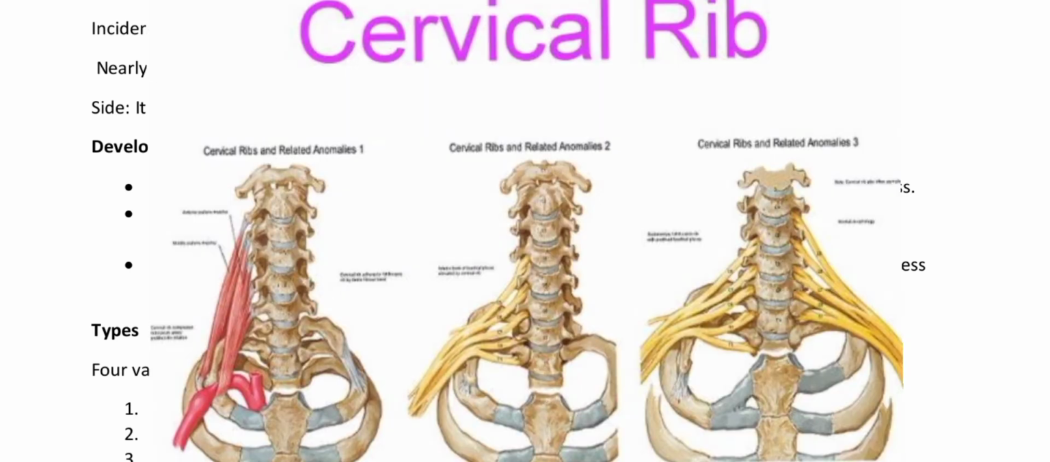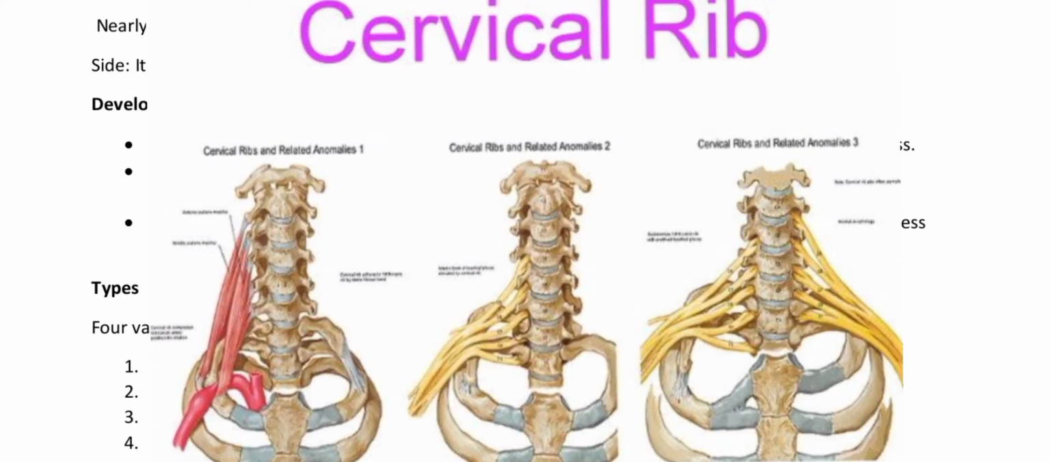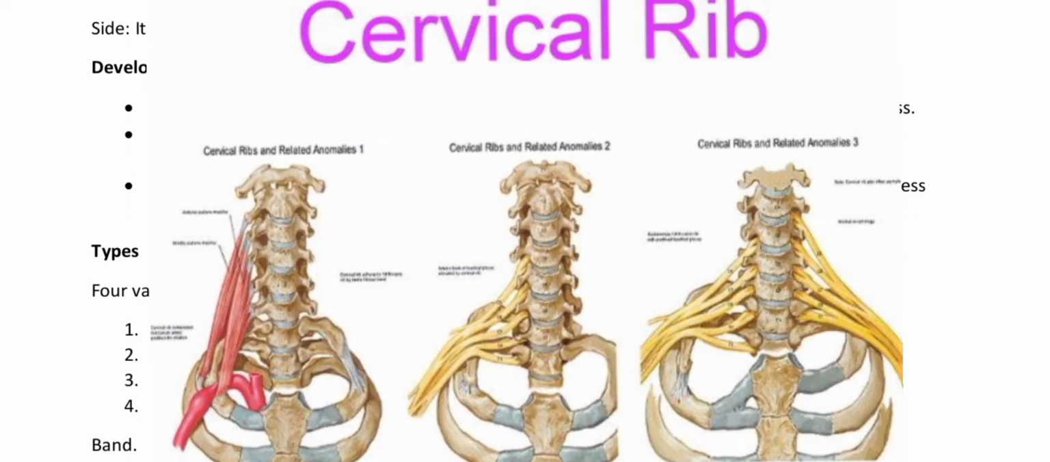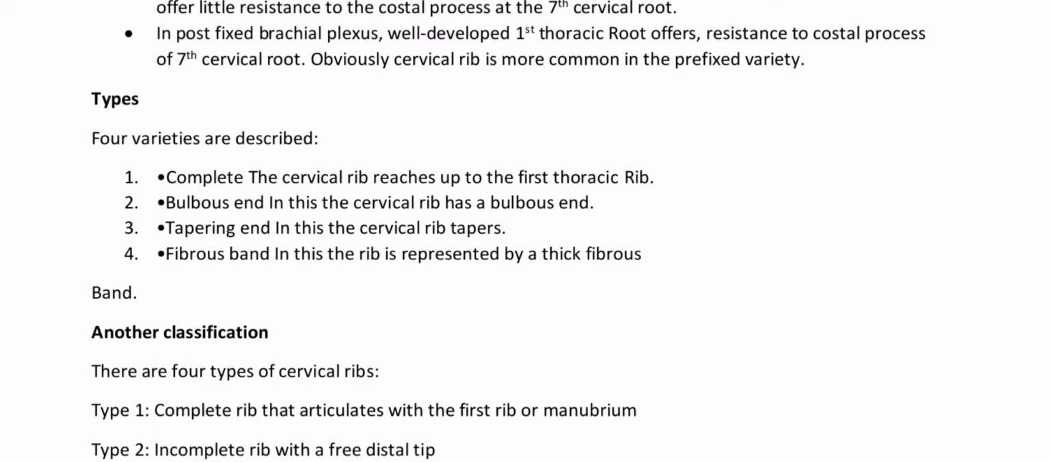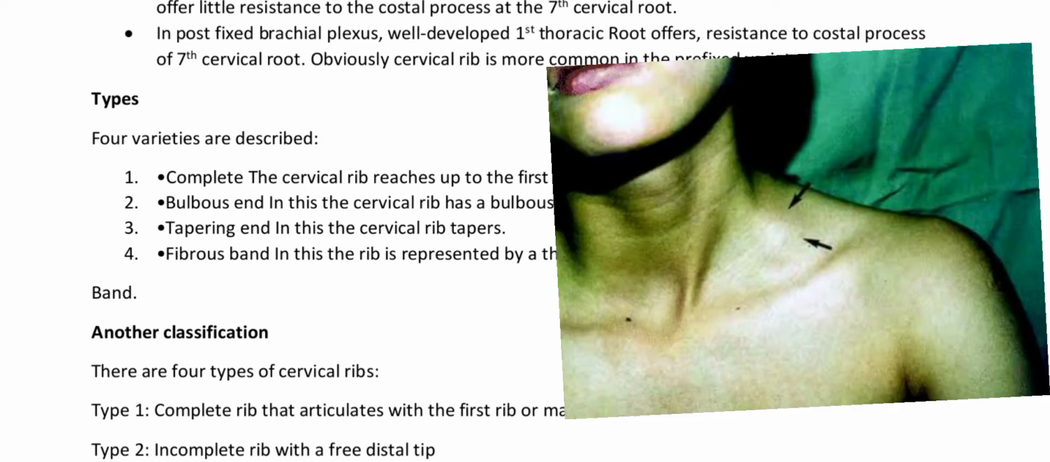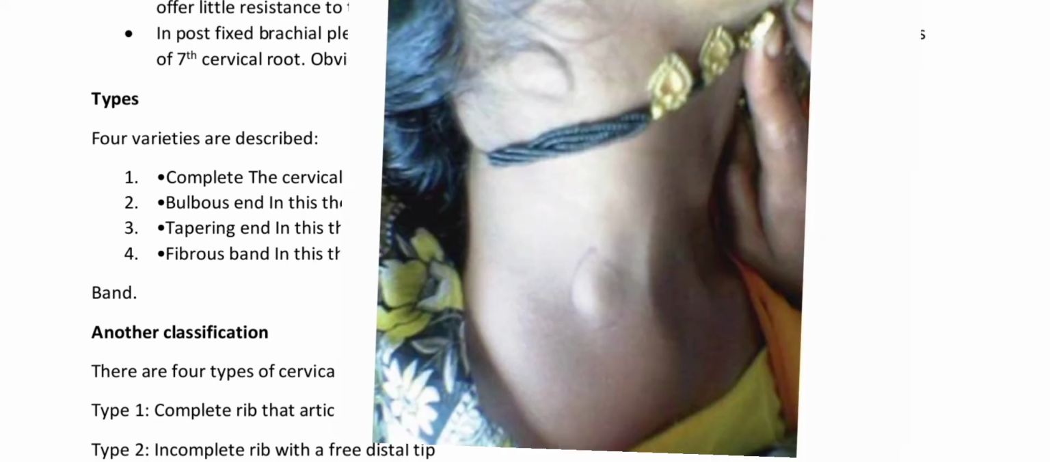Next, when we talk about types of cervical rib, four varieties are described. Number one is complete: the cervical rib reaches up to the first thoracic rib. Second is bulbous end: the cervical rib has a bulbous end. Third is tapering end: the cervical rib tapers. And fourth is the fibrous band, in which the rib is represented by a thick fibrous band.